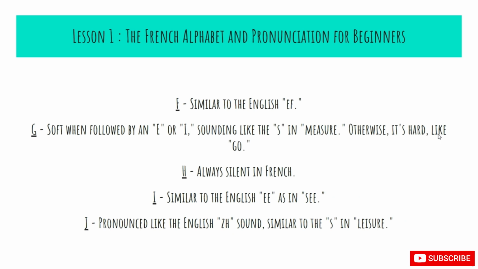H is ash, always silent in French. It's like if you write it A S H, ash. I, similar to the English E, as in see, so E. J, it's not J but J, pronounced like the English ZH sound, similar to the S in leisure, so J.